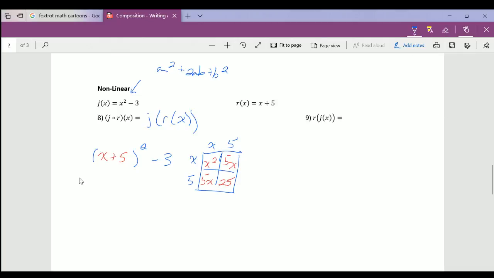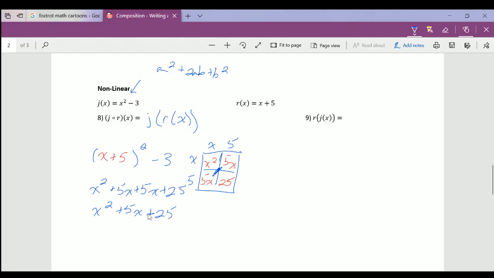All right, so if I write that whole thing out, it's going to be x squared plus 5x plus 5x plus 25. Pretty much all the time, these two guys are going to be like terms, okay? So you've got x squared plus 10x plus 25.